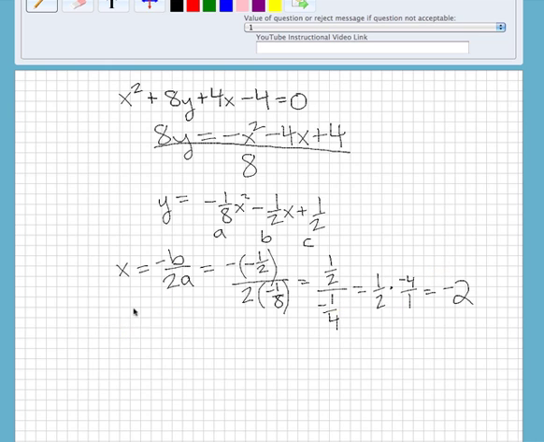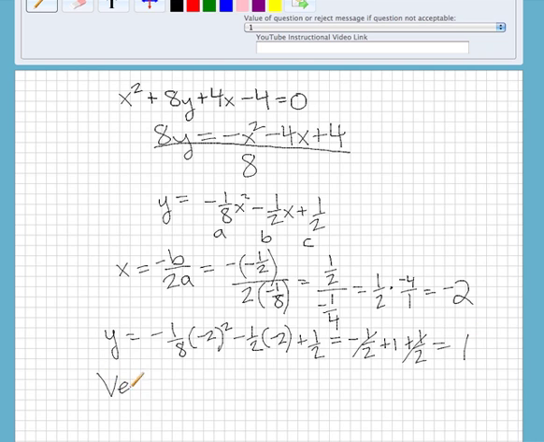Okay, so to find the y value of the vertex, we have to plug in that negative 2 back into the function. So I'm going to do that right now. You get negative 1/8 times negative 2 squared, minus 1/2 times negative 2, plus 1/2. Okay, so that's going to equal, this ends up being 4 times negative 1/8 is negative 1/2. And then we get, these cancel out, you get plus 1 and then plus 1/2. Okay, so then the halves cancel, you get 1. So then our vertex of the parabola is negative 2, 1.